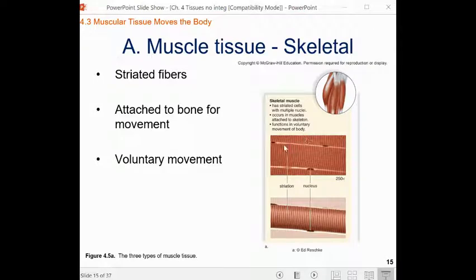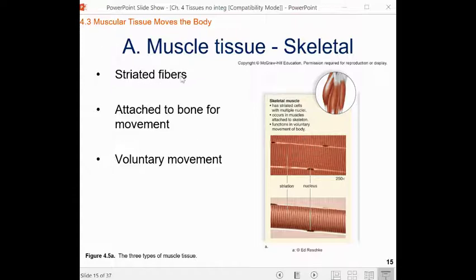A skeletal muscle is what you're using under conscious control. These are the muscle groups that you work out with. This is what's allowing you to write right now. Typically, it's attached to the bone and it's used for voluntary movement. Keep remembering this. You can think about this and actually intentionally move it.